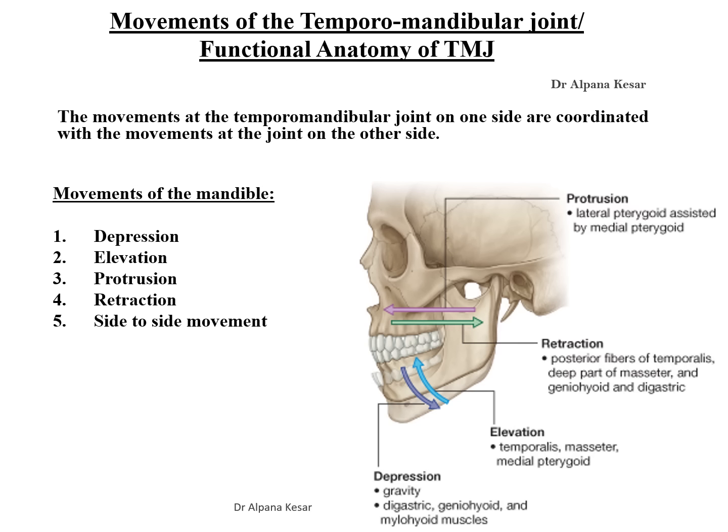Movements of the temporomandibular joint or the functional anatomy of temporomandibular joint. In the temporomandibular joint, the movements on right and left side take place in a coordinated manner. The movements that take place in the mandible are depression to open the mouth, elevation to close the mouth, protrusion or forward movement of the mandible, retraction or backward movement of the mandible, and side-to-side movements.